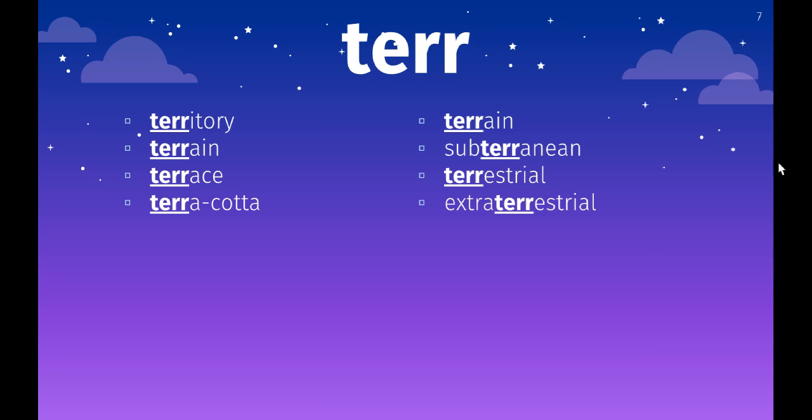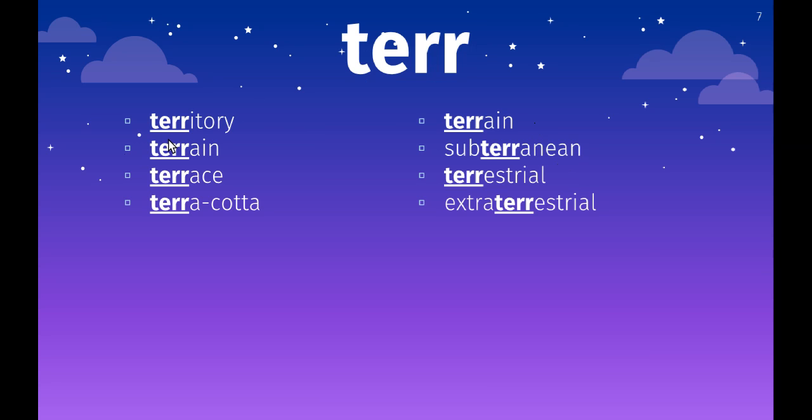Your last root is ter or tear, and your words are territory, terrain, terrace, terracotta. So I have terrain in the wrong place. I'm sorry. Terrain, subterranean, terrestrial, and extraterrestrial. So I would ignore that word terrain right there, pretend it's not there. So territory, terrace, and terracotta all have that tear root in them, and it sounds like tear. So I would just remember that even though it sounds like tear, it's T-E-R-R.